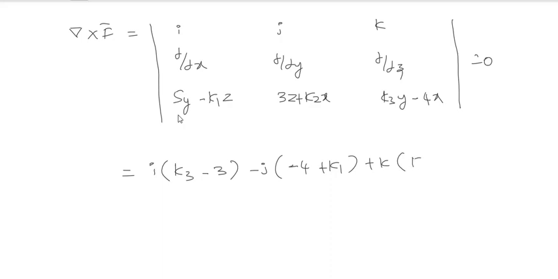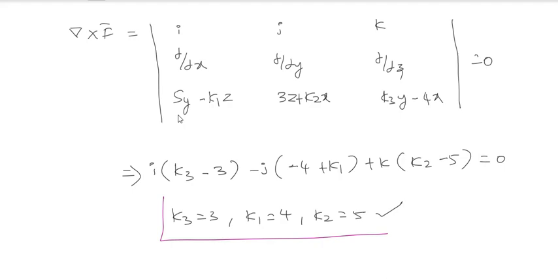X means k2, y means minus 5. So if you make it equal to 0, you will have it as what? K3 is 3 and k1 is what? K1 is 4 and k2 is equivalent to 5. So these are the k1, k2, k3 values. So check it out. K1 is a 4.